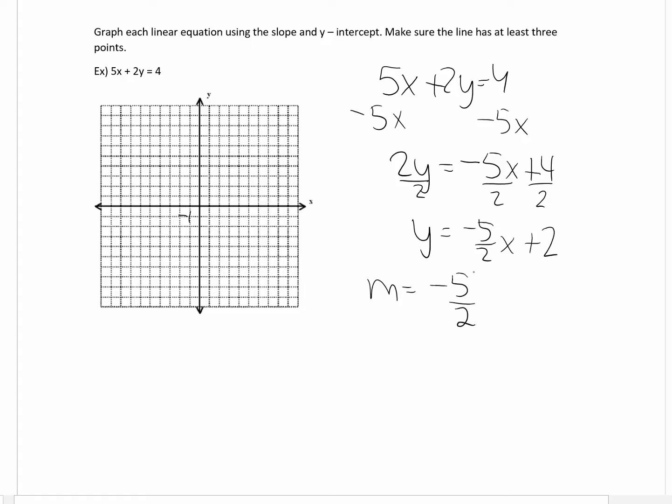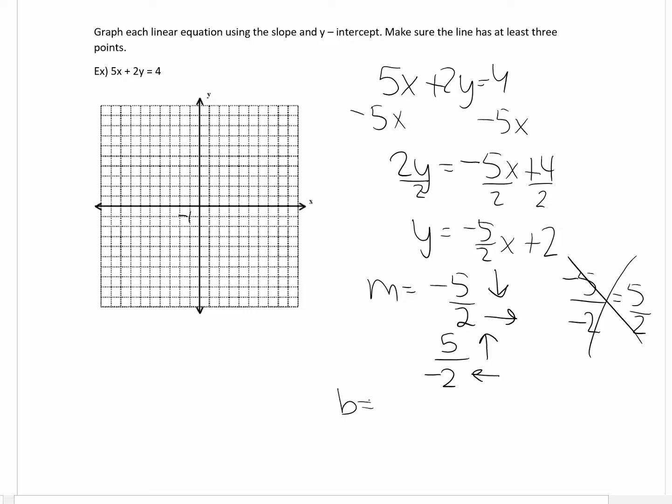If you put the negative on the top, that means it's going to go down and to the right 2. But remember, I could also put the negative on the bottom. So if that's the case, you would be going up 5 and to the left 2. But remember, you cannot put the negative on the top and on the bottom. Why is that the case? Because a negative divided by a negative is a positive, and that is not the slope that we have here. The y-intercept, that is 2. So as an ordered pair, I can write that as (0, 2).